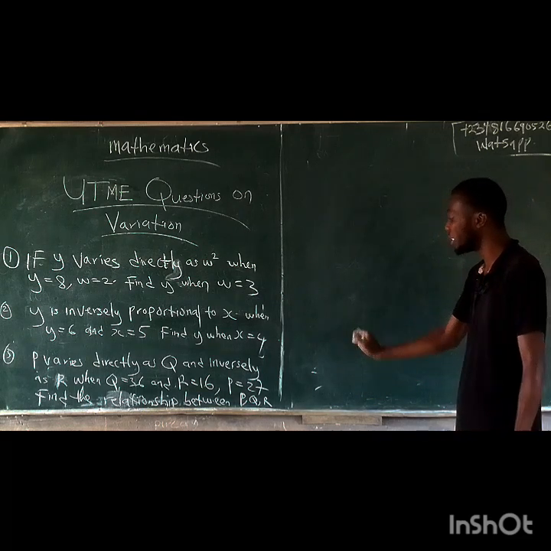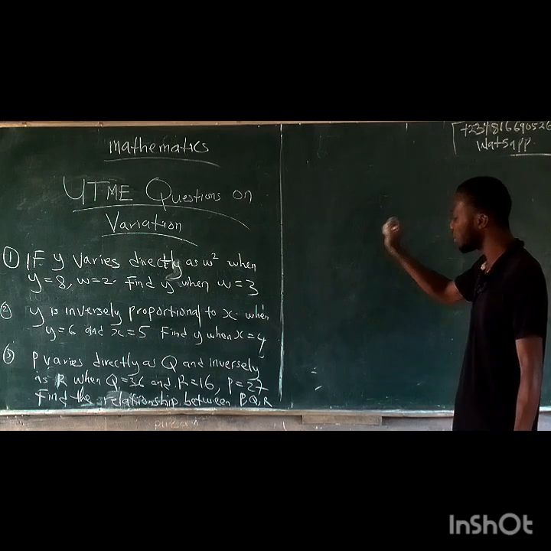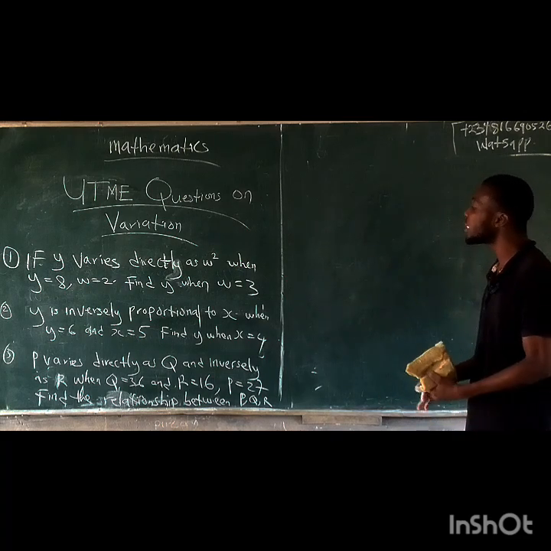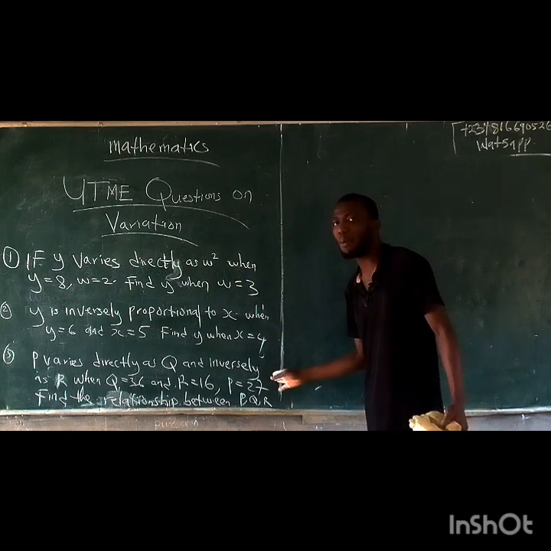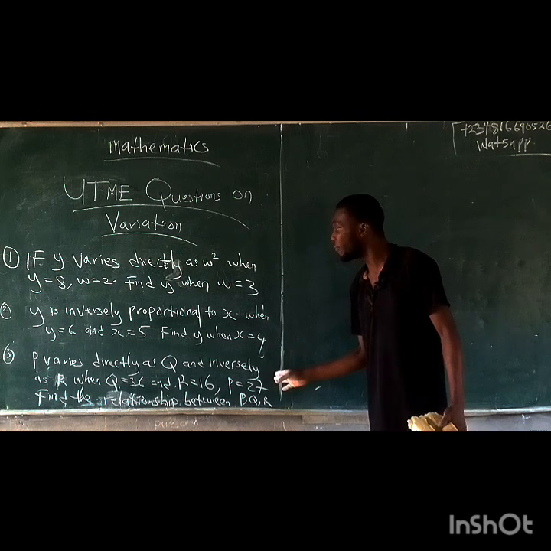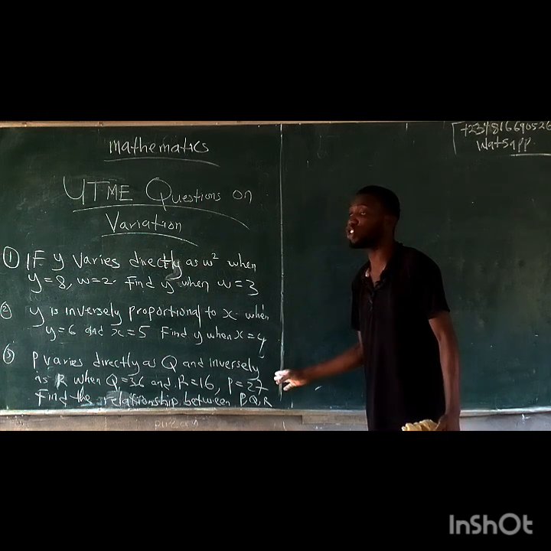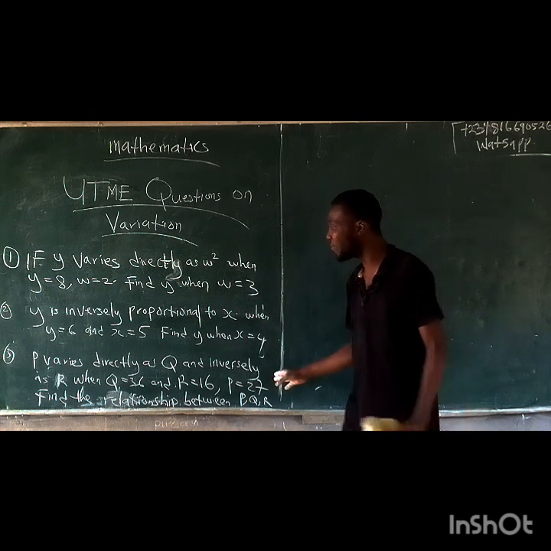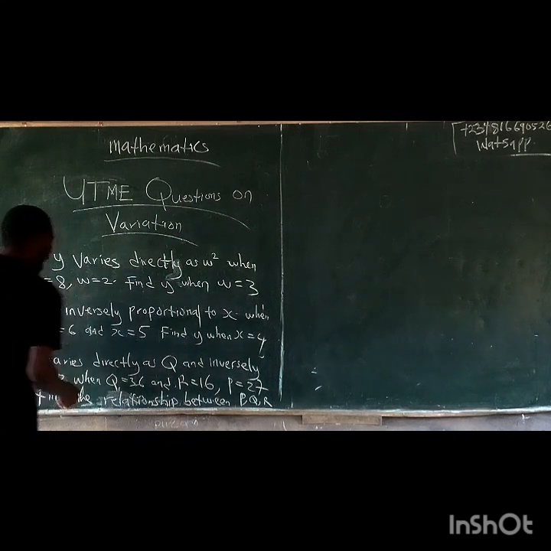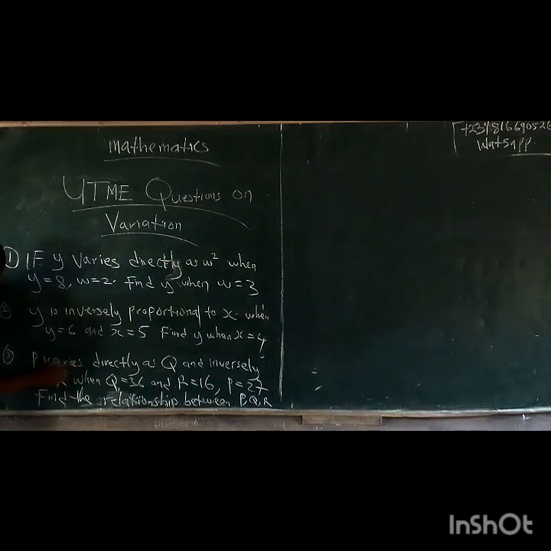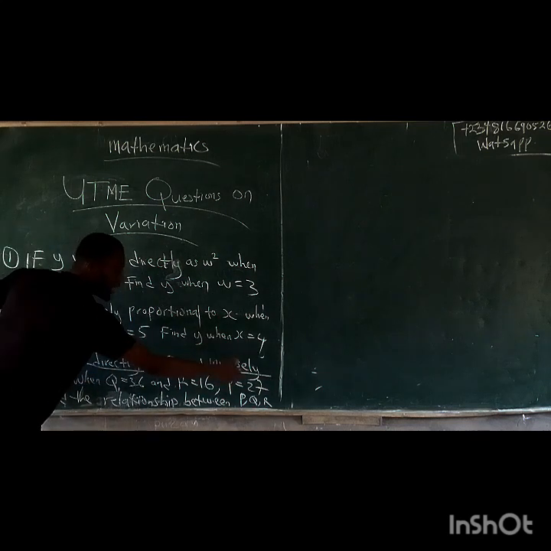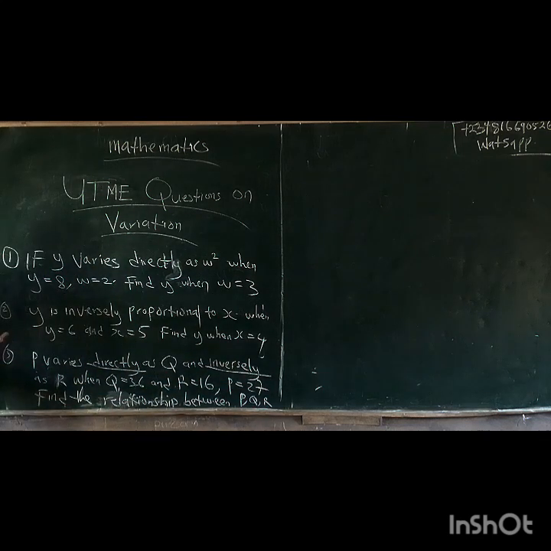Find the relationship between P, Q, and R. Now, in this case, you need to know what type of variation this is. This type of variation is called joint variation. Why? Because they say it varies directly and also what? Inversely. Can you see that? Directly and then inversely. So that's why it's joint variation.